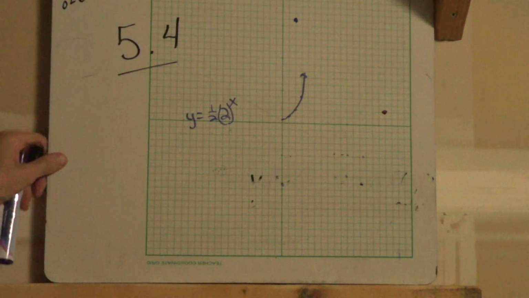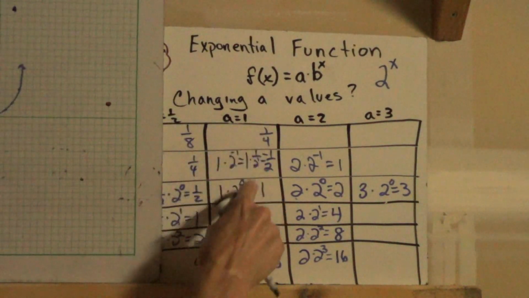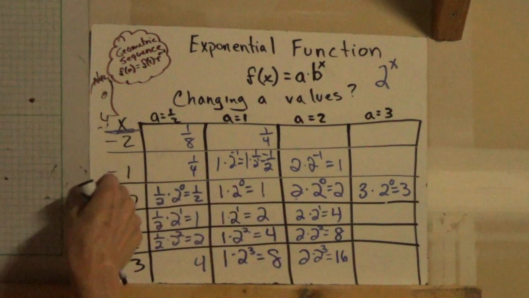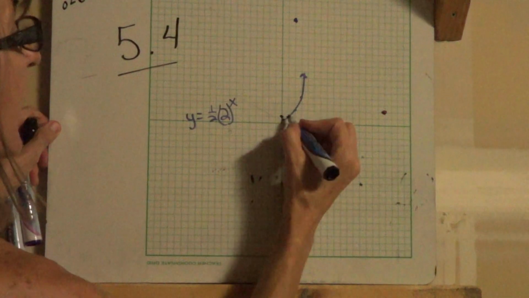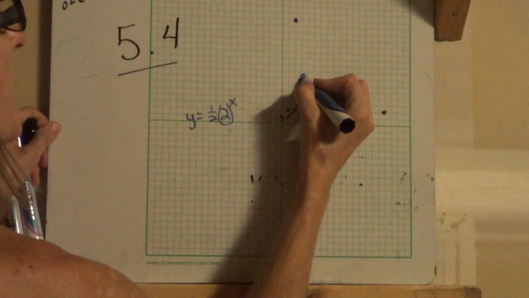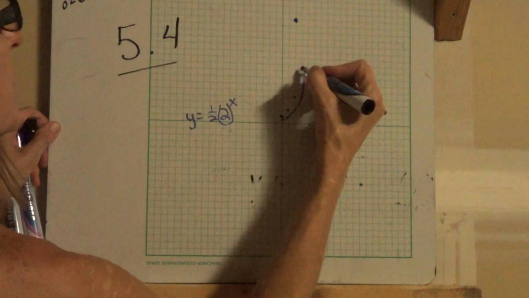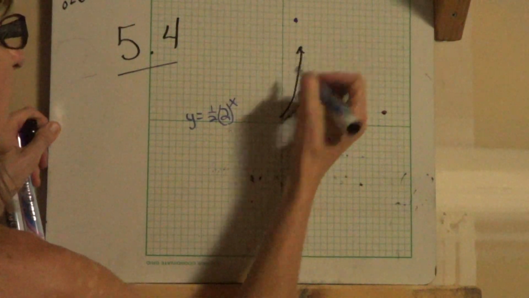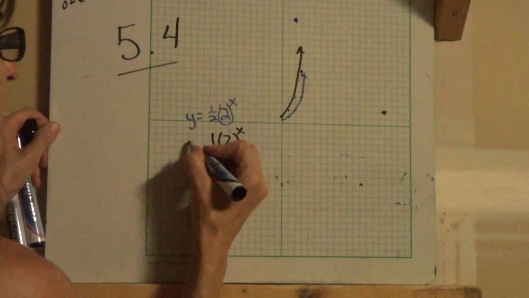Now, when we had a at the value of 1, remember at our 0, it was 1. Now it's doubling as it goes to the left. So now that is 1 times 2 to the x.